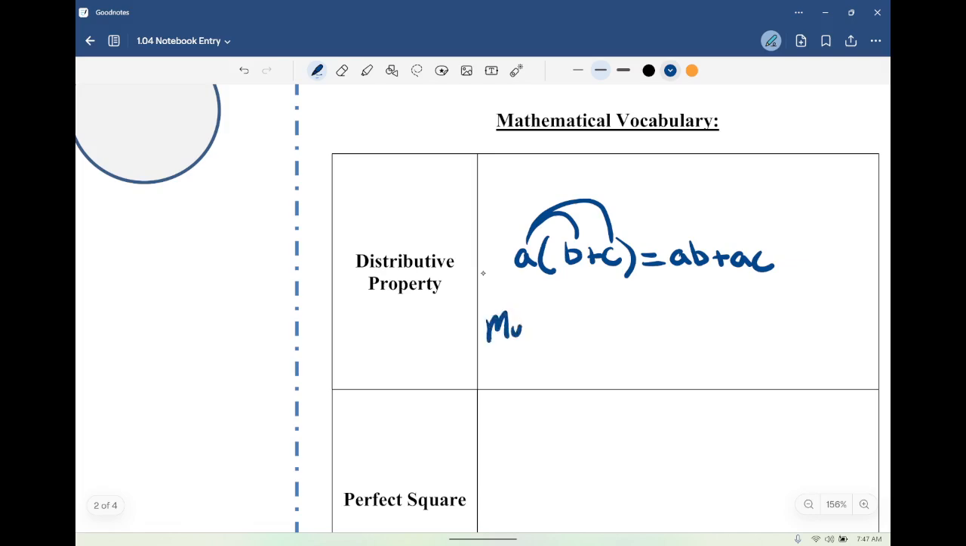The key here: multiply whatever is outside to everything inside. This is what I want to be really careful about. Whatever's on the outside, you multiply to everything on the inside. If you have a giant expression on the inside, whatever's on the outside needs to be multiplied to every single one of those terms.